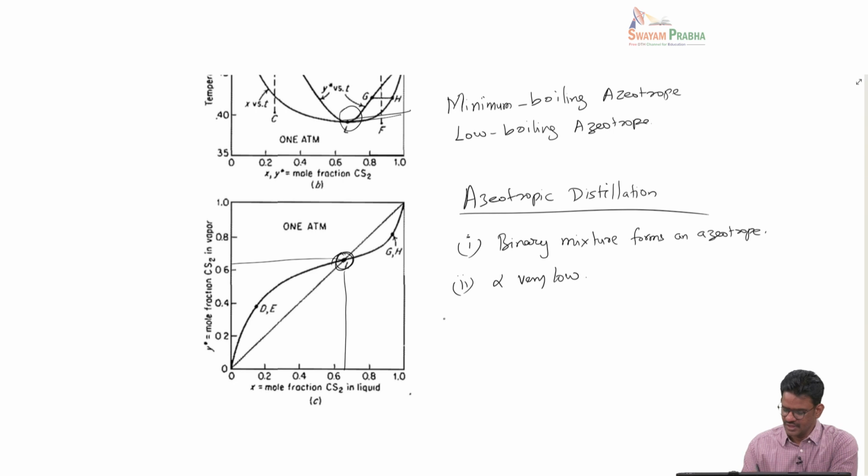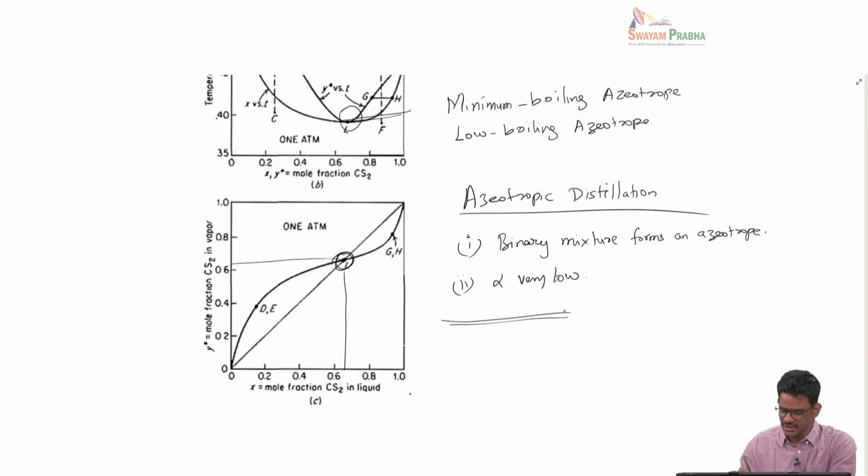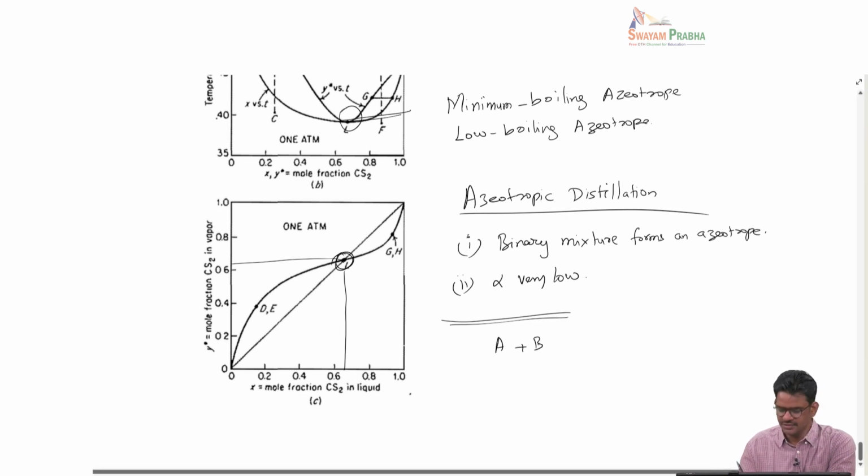Okay, so these are the two scenarios. The way that we do azeotropic operation is that we generally add a third component. Okay, so you have a binary mixture A plus B. This is what you want to separate. This is our original mixture. And then we add a third component. The third component is added, and this third component is called the entrainer.